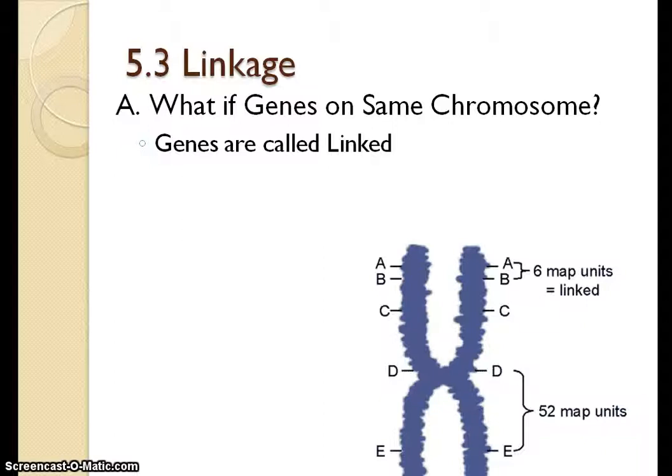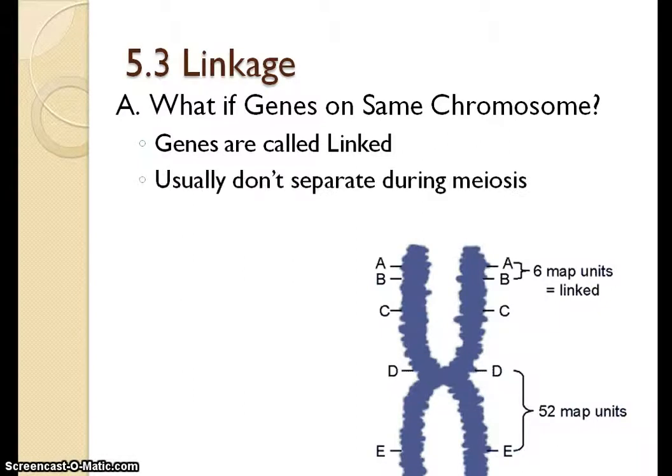Here's an example of a chromosome showing us that A and B are two genes located on the same chromosome, and they are linked. But A is also linked to C, D, E. All of these genes would be considered linked genes because they are found on the same chromosome.